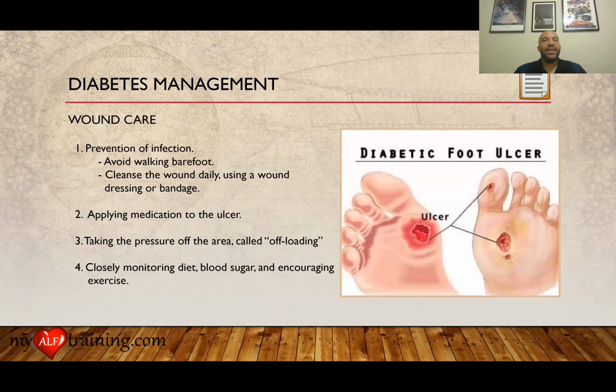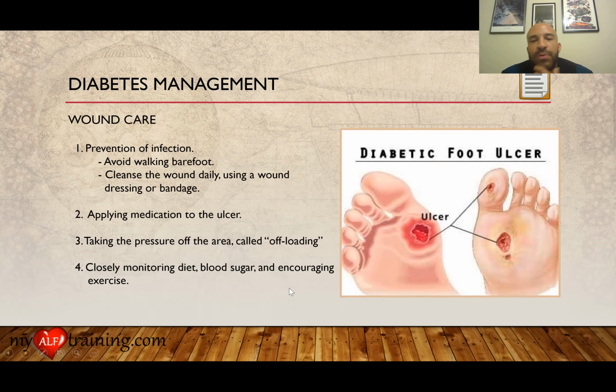Now, last but certainly not least, we're going to talk about wound care, preventing infection. You'll see here is a diabetic foot ulcer, a big one, and this is how it can sometimes tunnel and get deep if it's not cared for correctly. It can also develop small ones here.